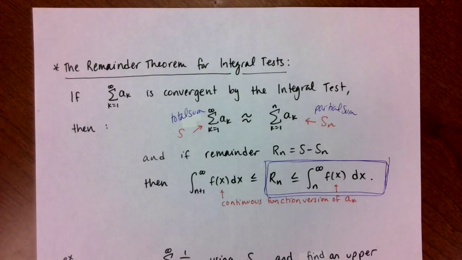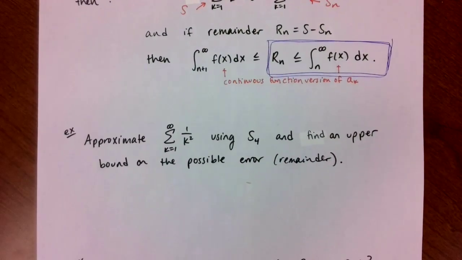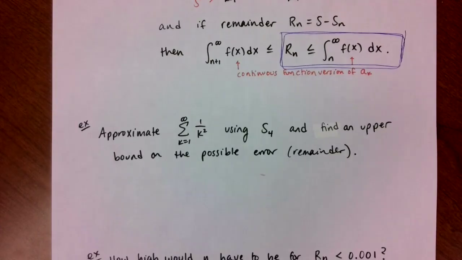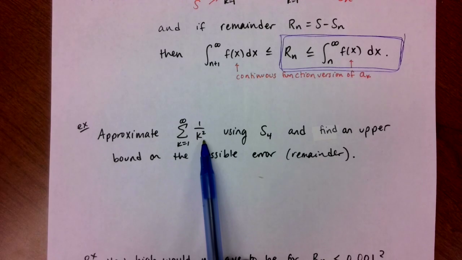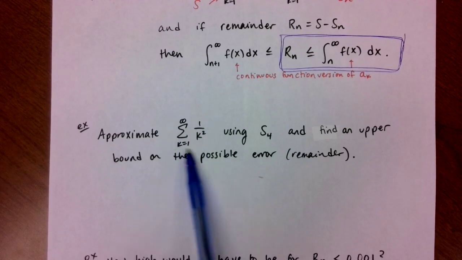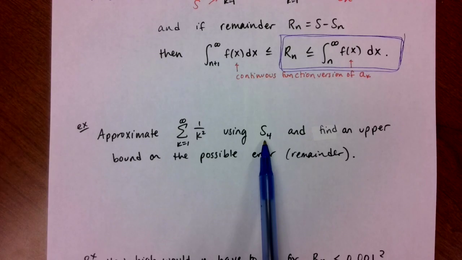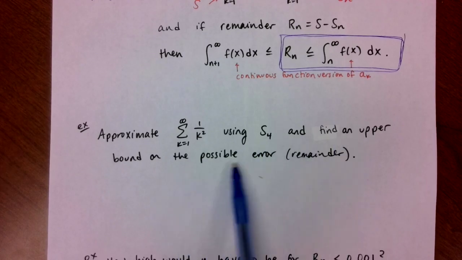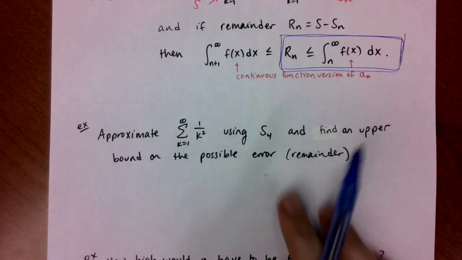All right, so there's two classic setups for problems that use this remainder theorem. I have both of them in this video. The first one is more straightforward. We have a series here from 1 to infinity of 1 over k squared. So this is a p-test or a p-series situation. So we know that this is convergent and the integral test applies. So we're going to approximate this using its fourth partial sum, and then find an upper bound for the possible error on that estimate. Okay, so first let's do the S4 part.